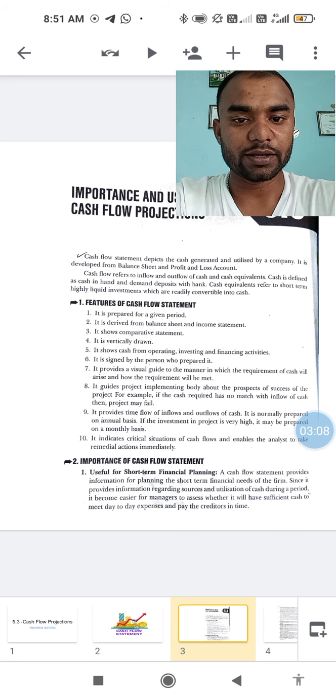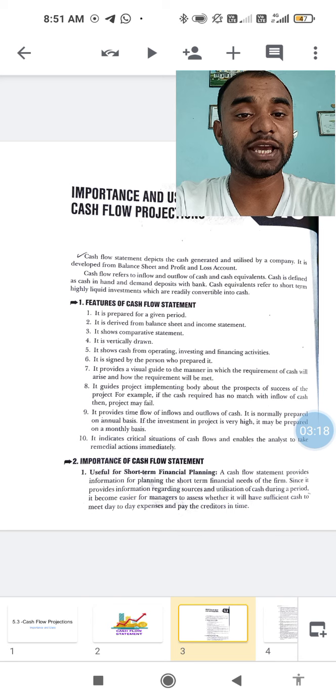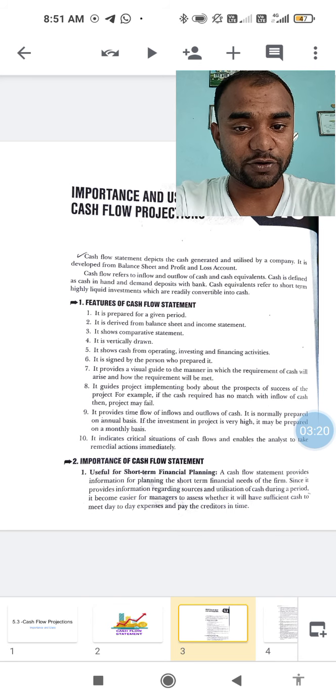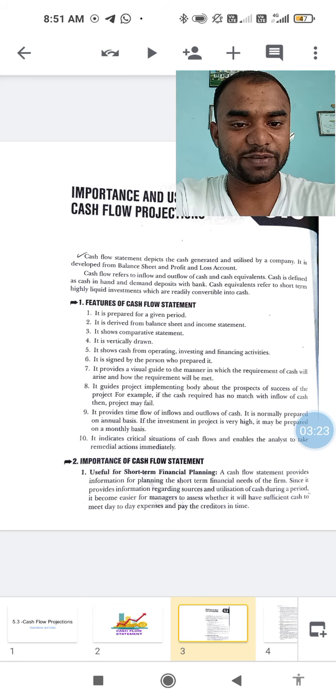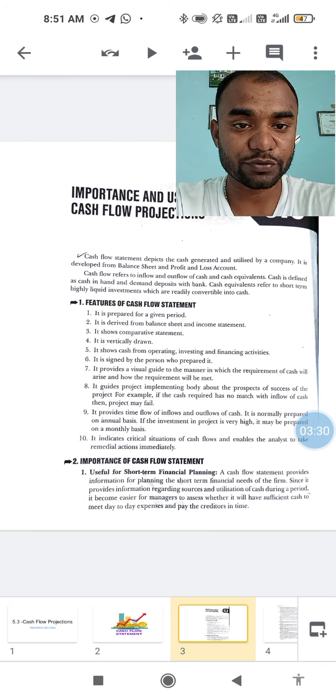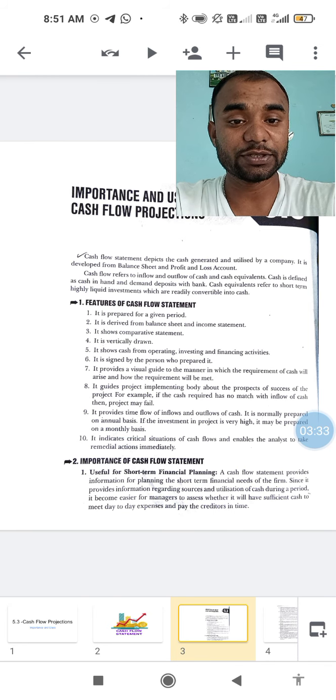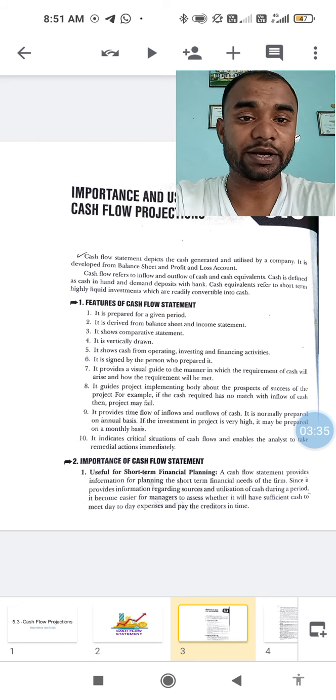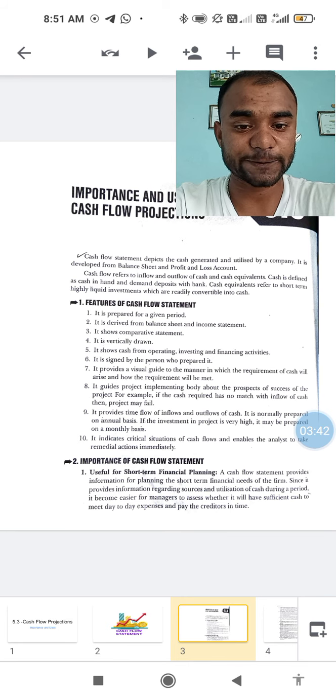Now here, some of the features of cash flow statements: it is prepared for a given period of time. It is derived from the balance sheet and income statement. It is vertically drawn. It is shown from operating, investing, and financing activities. It is signed by the person who prepared it. Like this, around 10 features we have. So I want all of you to go through this and use the PDF also for proper learning. This video is just an overview because in 10 minutes it's not possible to cover everything, but I'm giving an overview and clearing your doubts also.